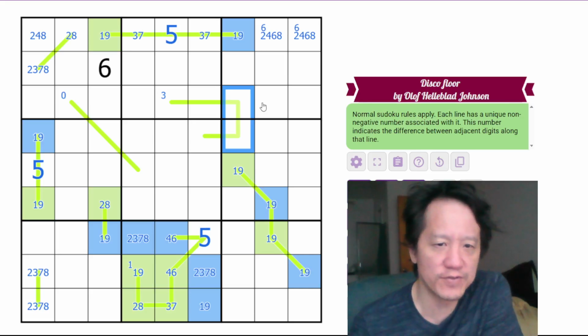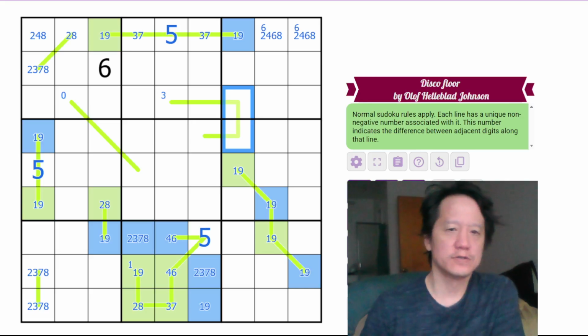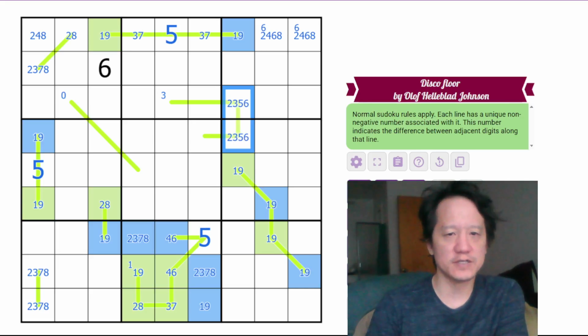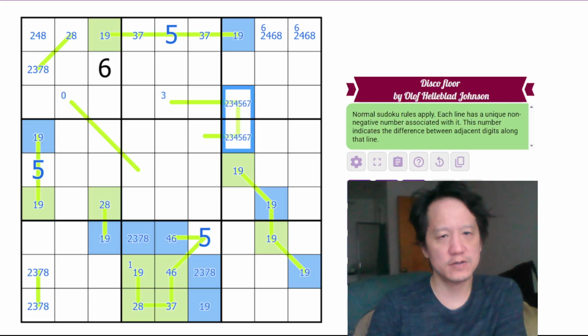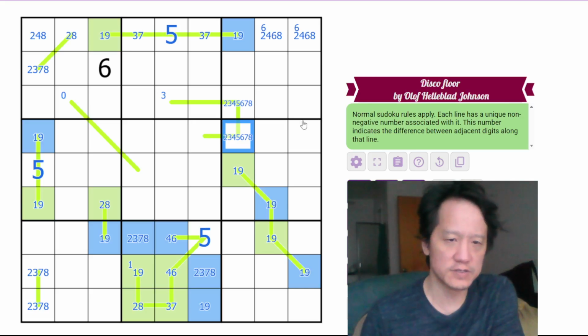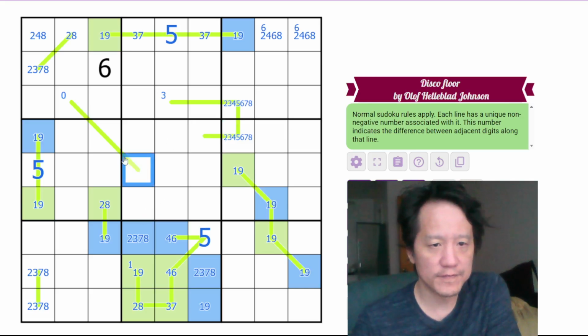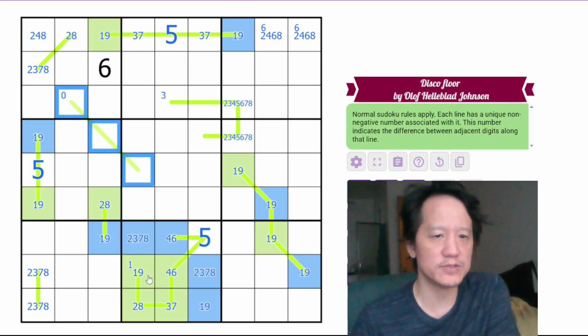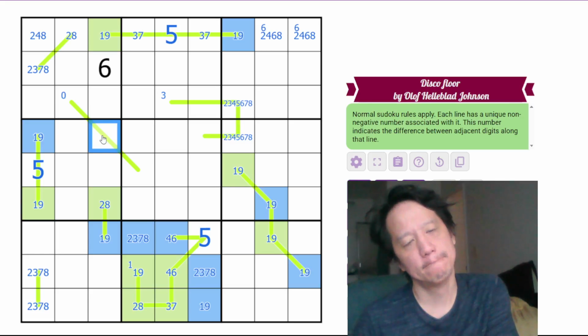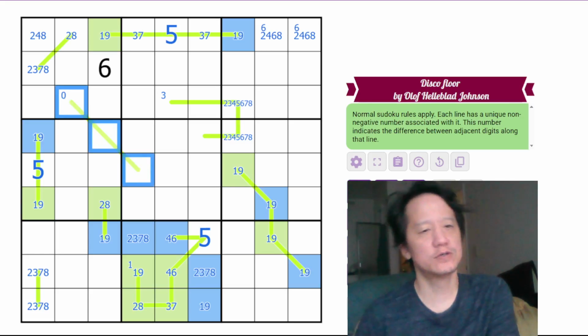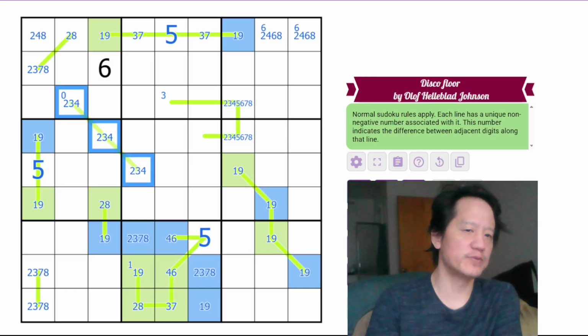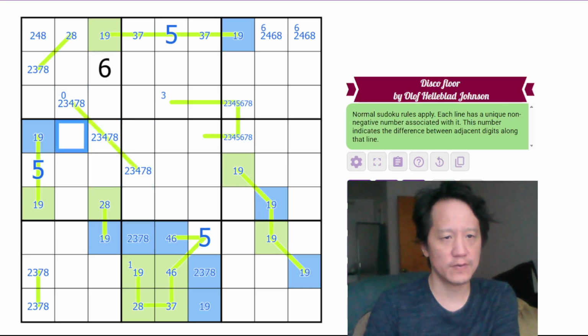This is a difference of 3 here. So it's 2, 5, 3, 6, 4, 7, 5, 8. So any of those are possibilities. 5 cannot be this number. It's the same digit. We don't know what it is. Cannot be 1, 9. So it's 2, 3, 4. Cannot be 1, 5, 6, or 9. So 7 or 8 is possible.